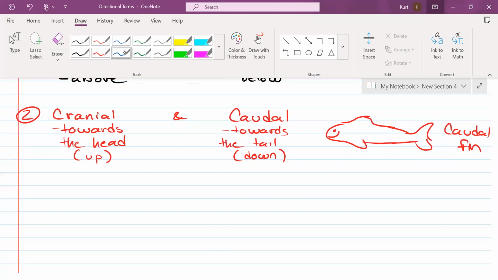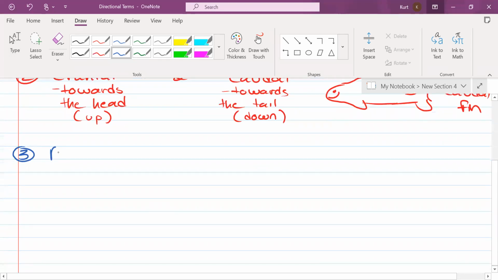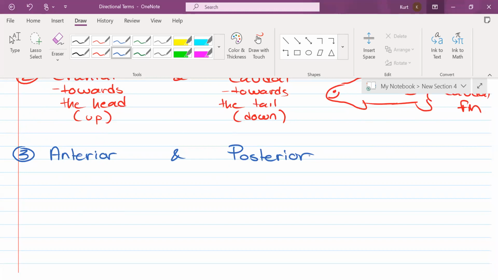Okay, let's do 2 other pairs that are very close in their meaning. Number 3, remember there's 7 total pairs of terms. Number 3 is going to be anterior and posterior. Has anyone ever torn their ACL before? Lucky you. What do you think the A in ACL stands for? Anterior. It's the ligament in the front of your knee.